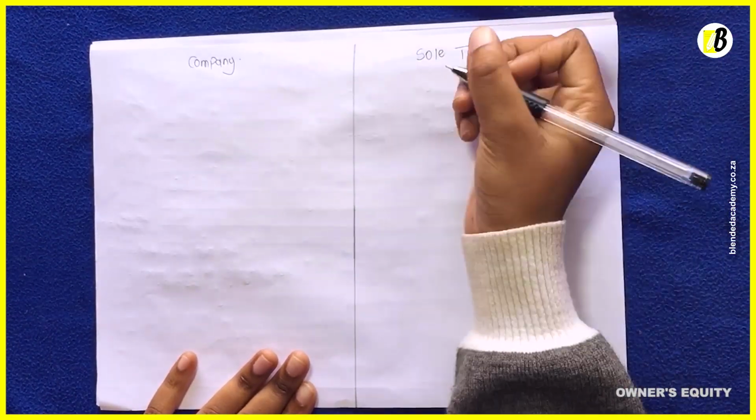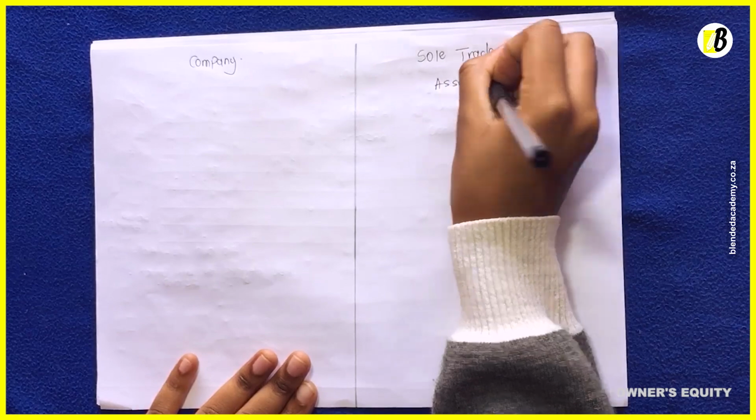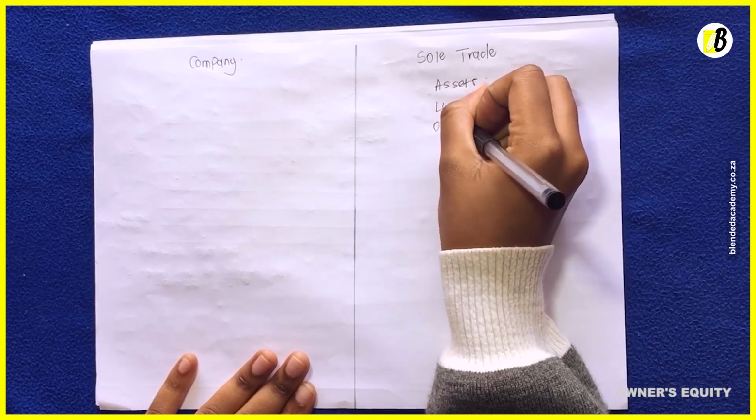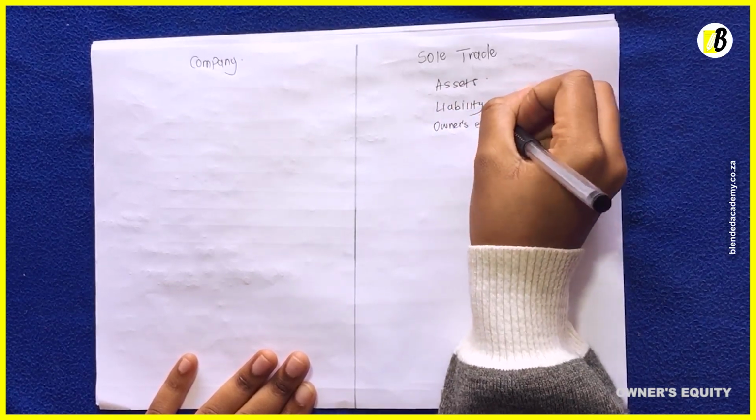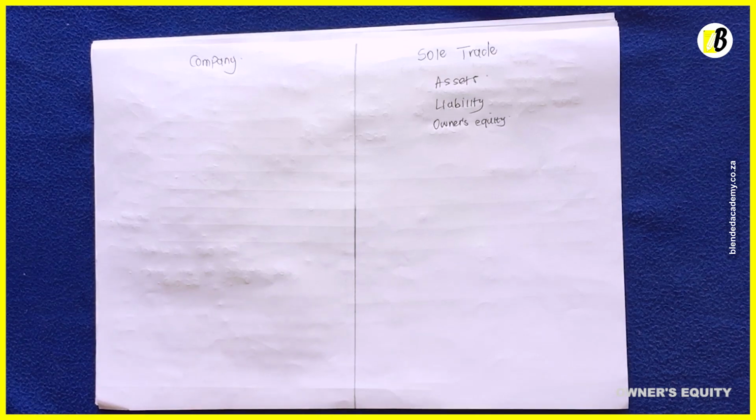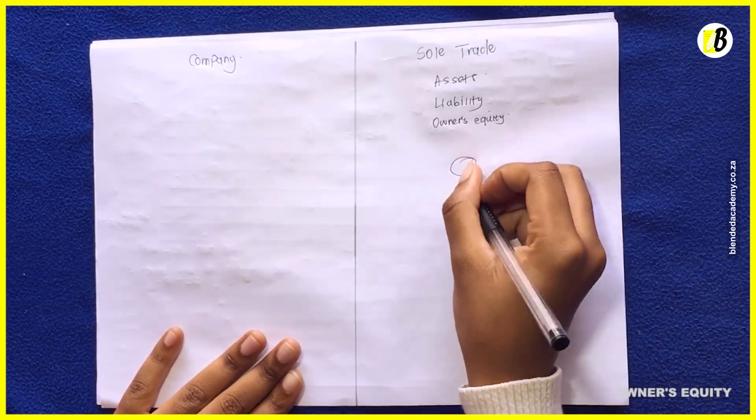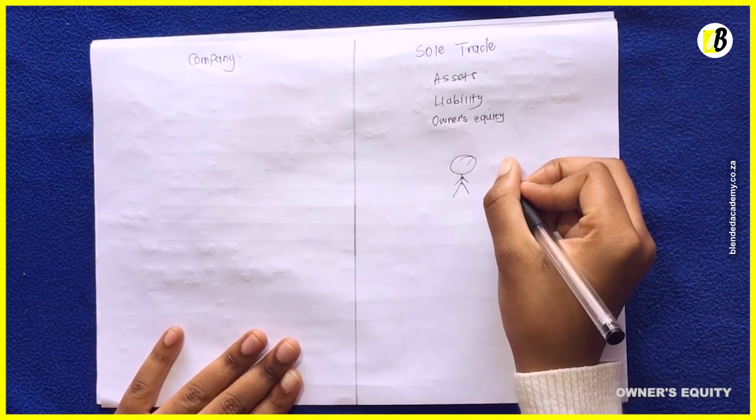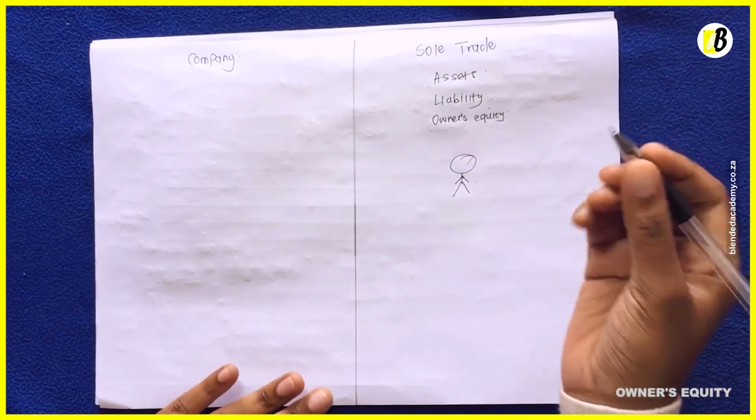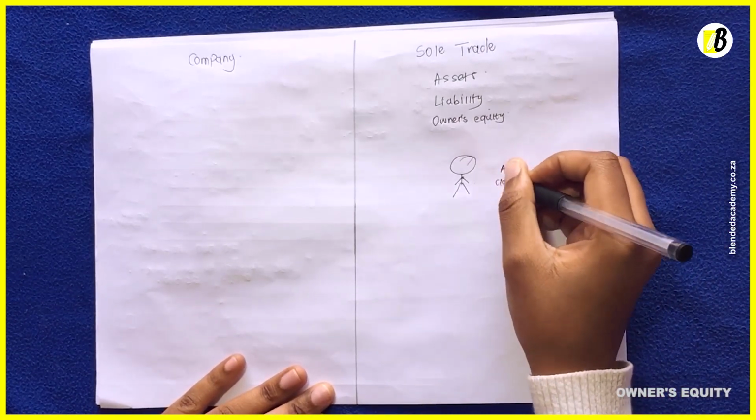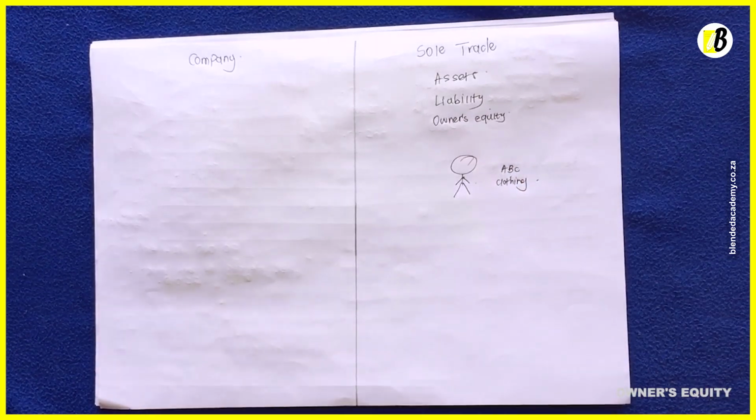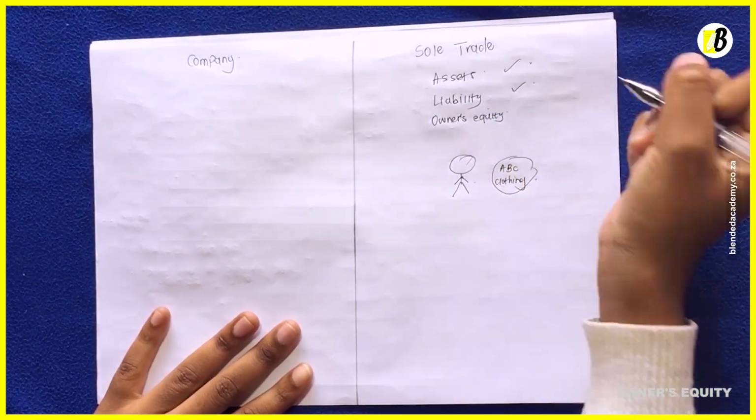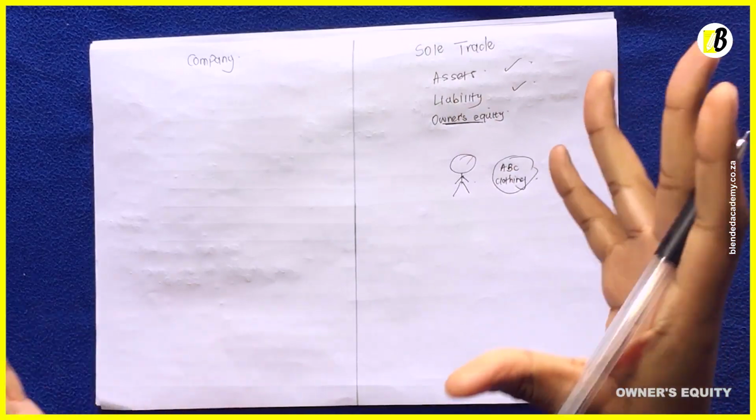For a sole trader, we say that we've got our assets, we've got our liability, and we've got our owner's equity. Remember, a sole proprietor or a sole trader is owned by one person, who owns the business. In that case, it was a clothing business called ABC Clothing. So this ABC Clothing, or this person, has got assets and liability, but when it comes to owner's equity, that's where there's a difference between a sole trader and a company.